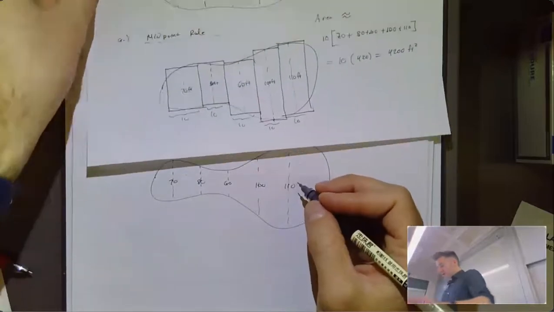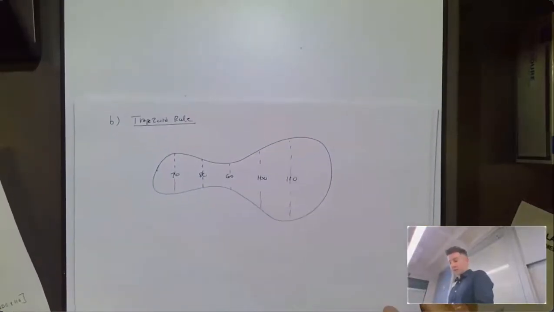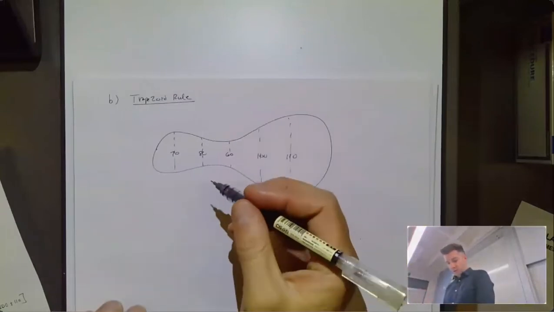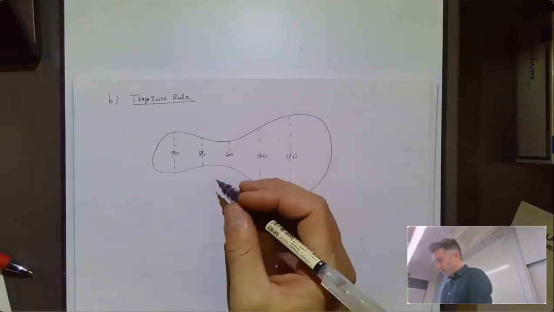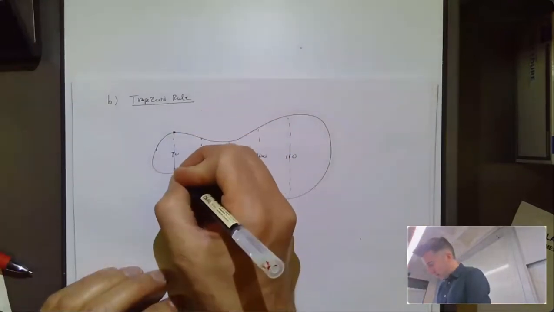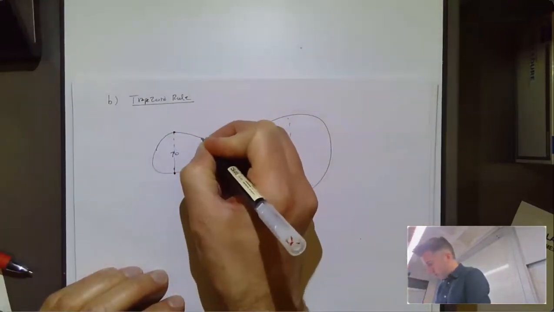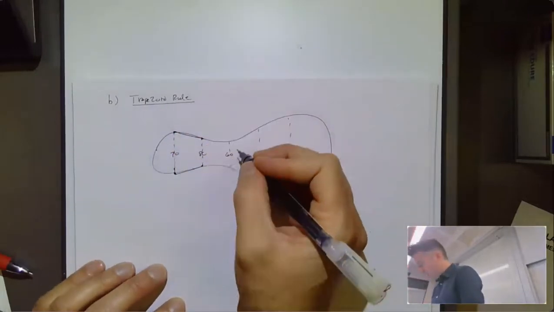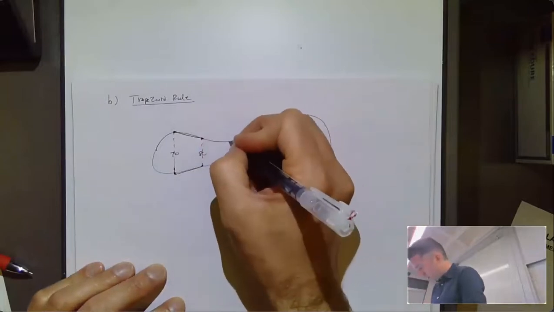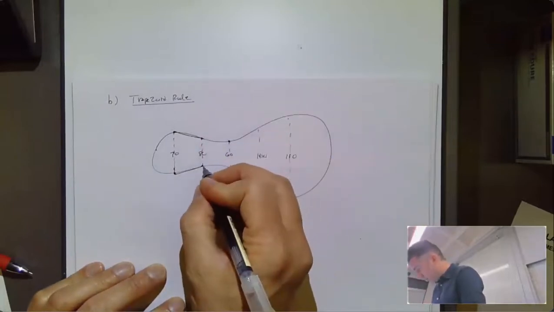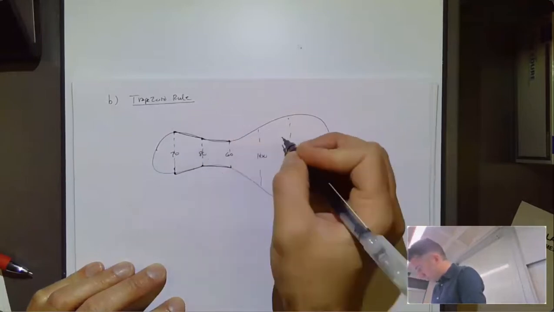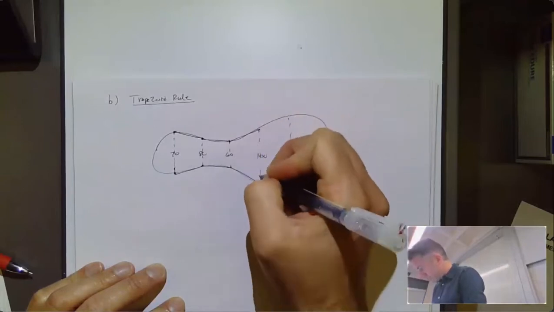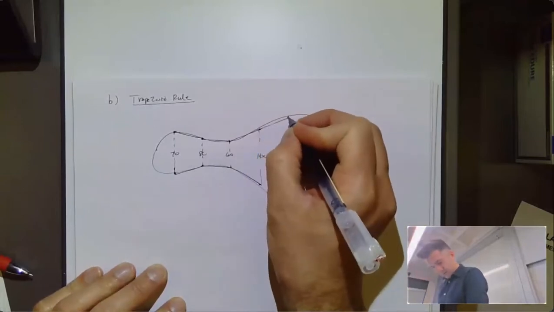So the idea now is that for each of these, instead of using rectangles, we're going to use trapezoids. So we're going to draw the trapezoid that goes with these four corners. So there's my trapezoid, and here's my trapezoid. Here's a trapezoid, and here's another trapezoid.